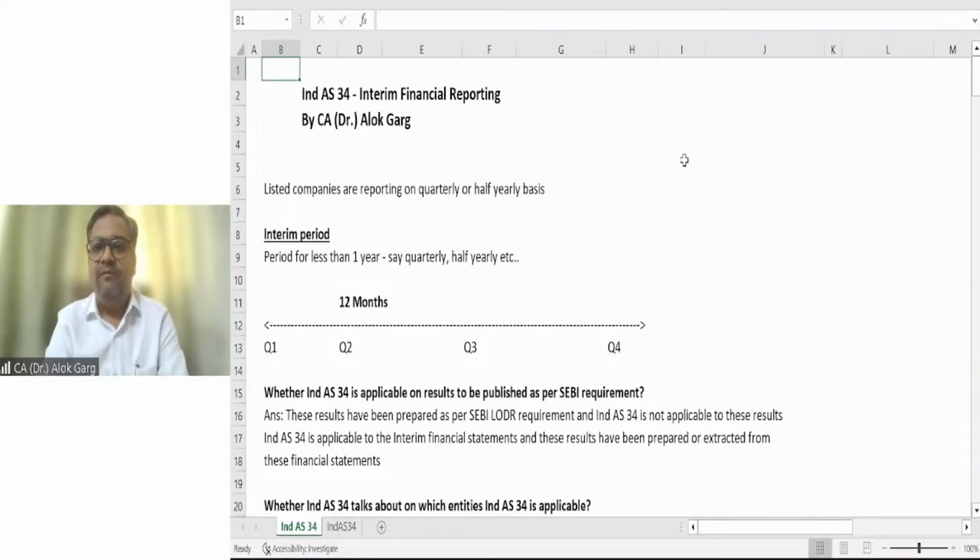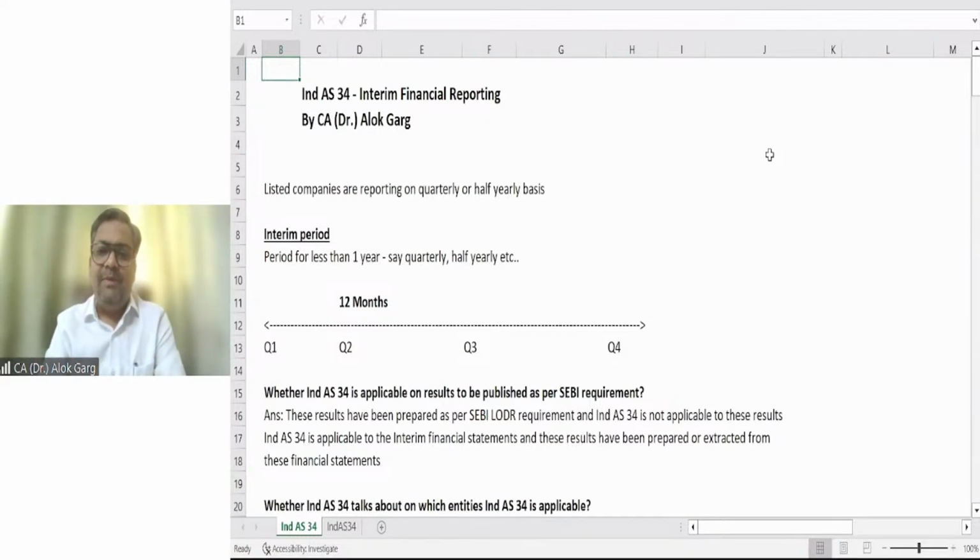You remember when we discussed IND AS 1, I told you that as far as structure and content is concerned, IND AS 1 is not applicable to interim financial statements. But as far as key features are concerned, IND AS 1 is also applicable to interim financial statements. Structure and content means how the balance sheet will look, how the P&L will look, how the statement of changes in equity will look, how the cash flow will look, and what sort of notes to accounts will be there.